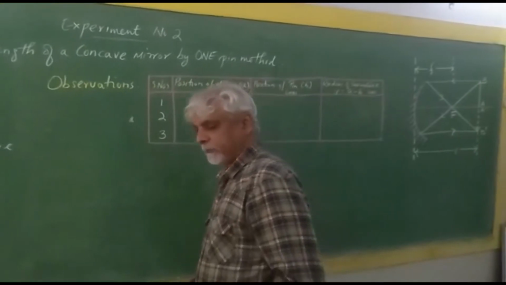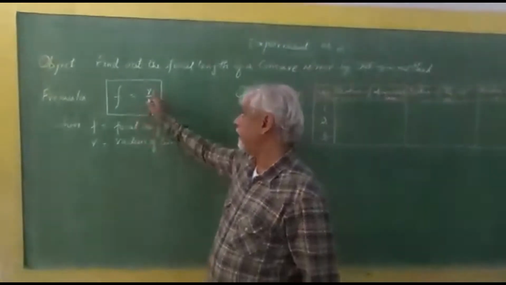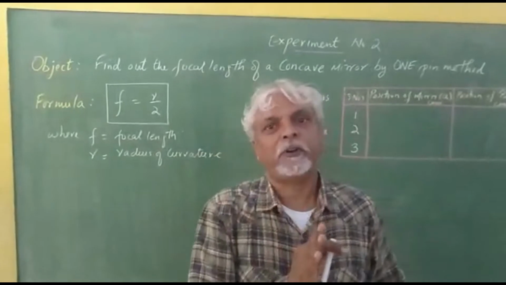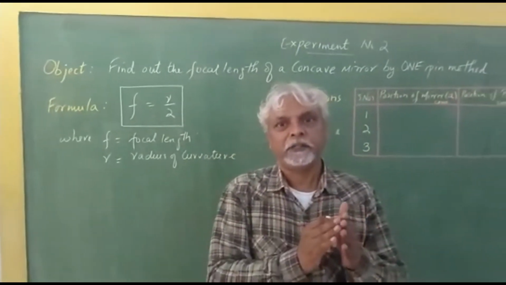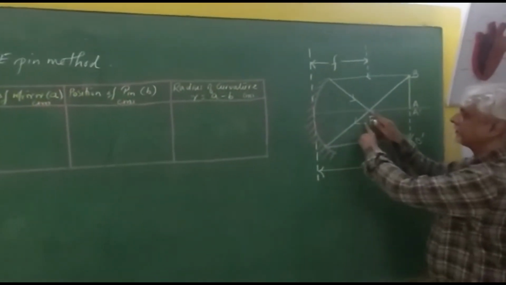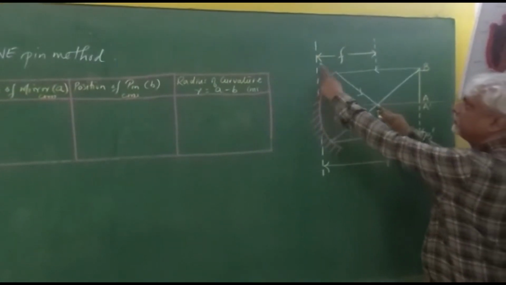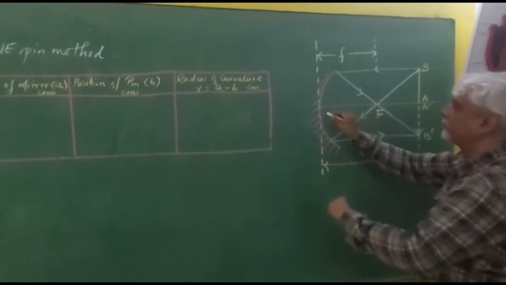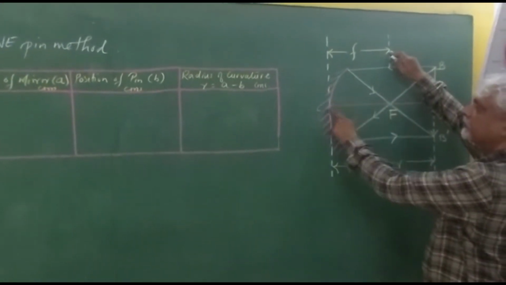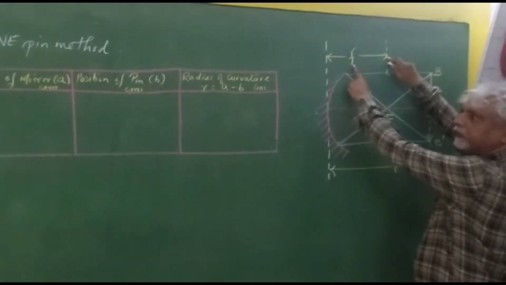The formula that we'll be using to get the focal length is F = R/2, where F is your focal length. Focal length is the distance from the center of the mirror till the principal focus. It is the distance between the center of curvature C and the principal focus F.